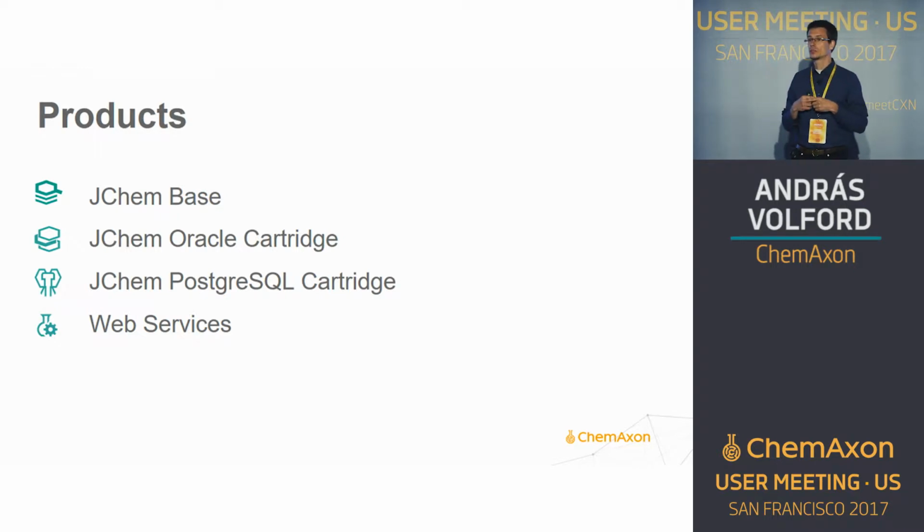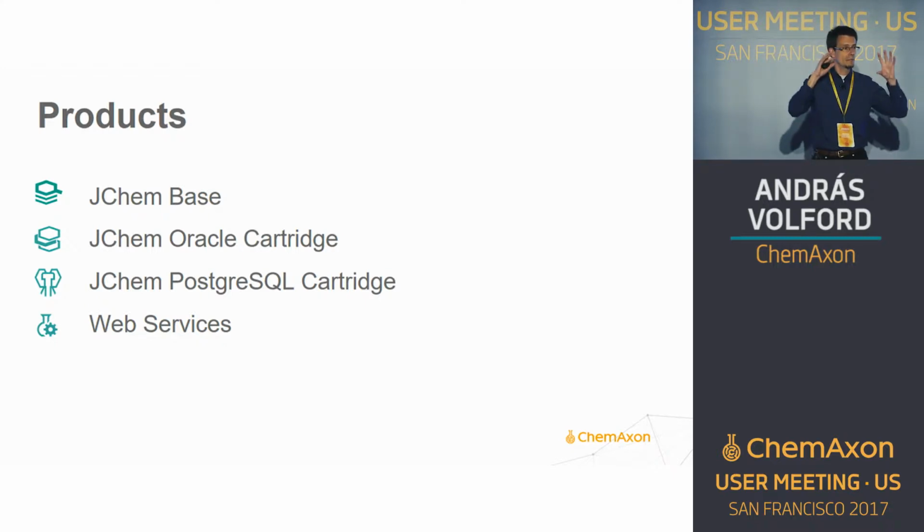The next one, the two cartridges. The JChem Oracle cartridge, which is also a major product. It's already, I think, 15 years old. And the little brother, the JChem PostgreSQL cartridge, who is just 2 years old. So he's not as major as the Oracle one. The question which usually comes to a user is, okay, I can see that you have JChem Base, you have JChem cartridges, so which should I choose and why?